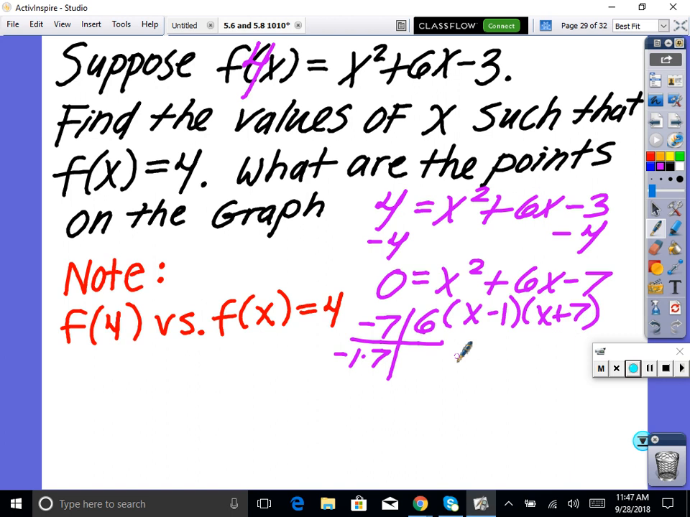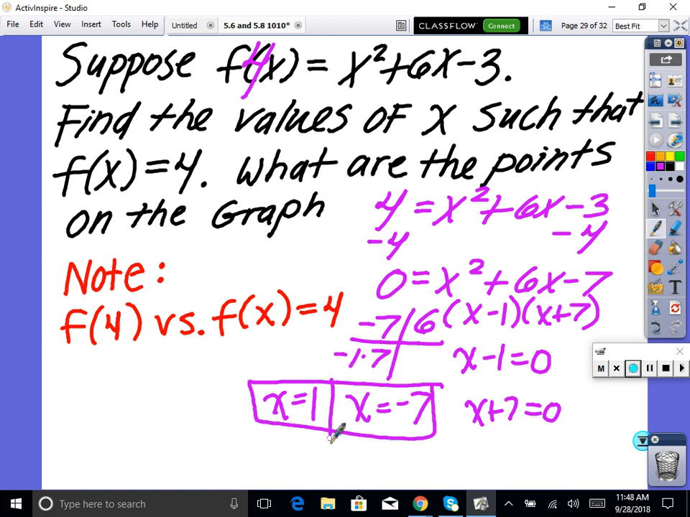We're solving this one, so we got to keep going. X minus 1 equals 0. X plus 7 equals 0. So x equals 1 and x equals negative 7. We just solved. Now it wants us to write it as x, y points.